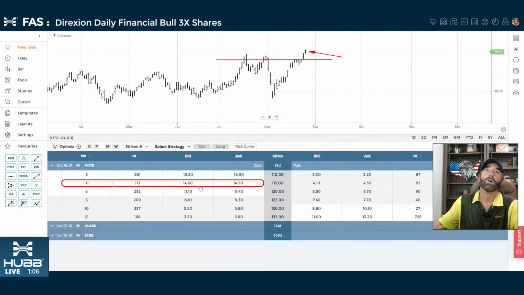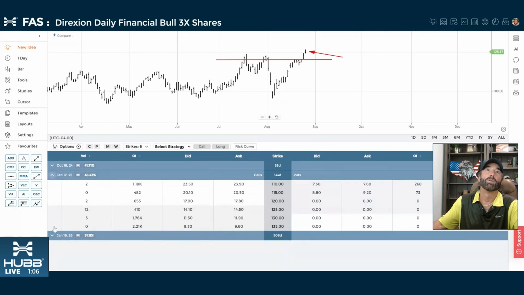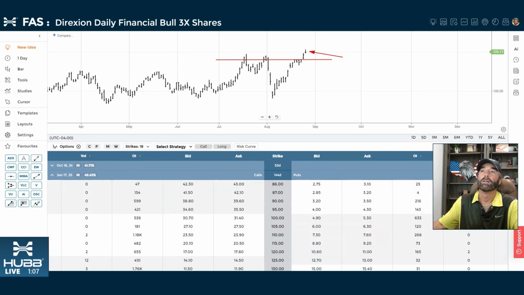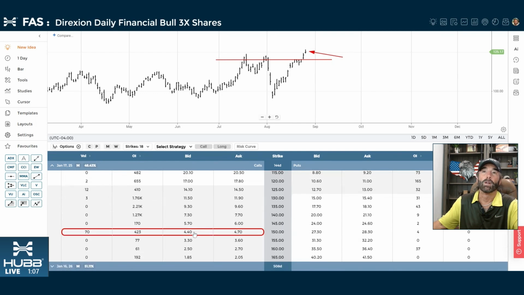So here's the listing. And if we come down, there's the options. So I mentioned that we're in the Jans. So we'll click on the Jans and then we'll give ourselves more strikes so that we can get down to those Jan 150s. And so we'll probably need to go down here to 18 and scroll down. And there you see, there's the 440 by 470. So you can see you're getting the live prices. And there's the 423 open contracts that exist now.